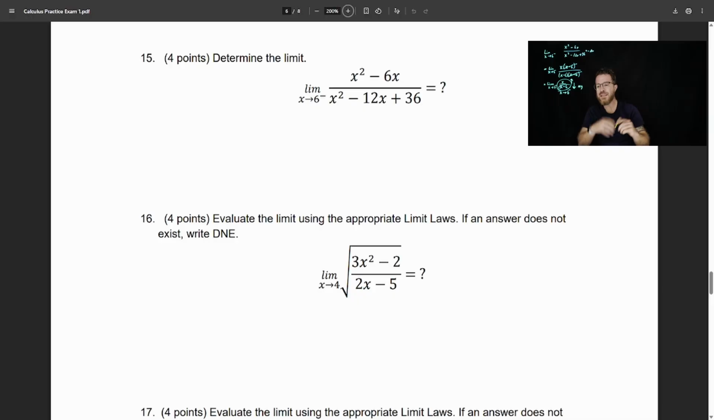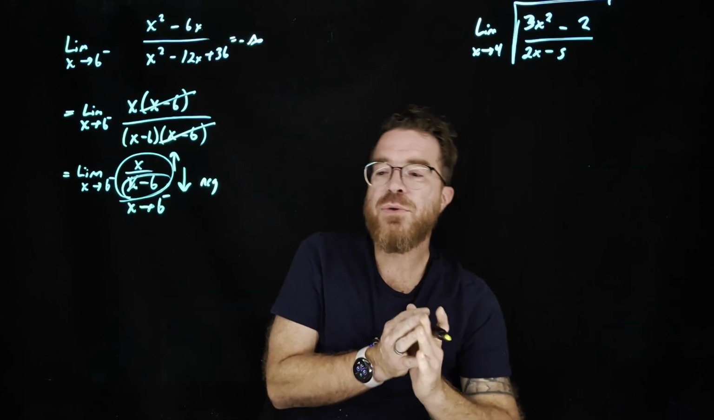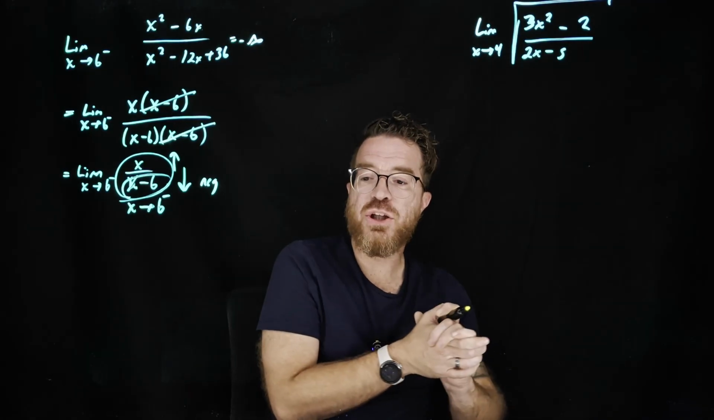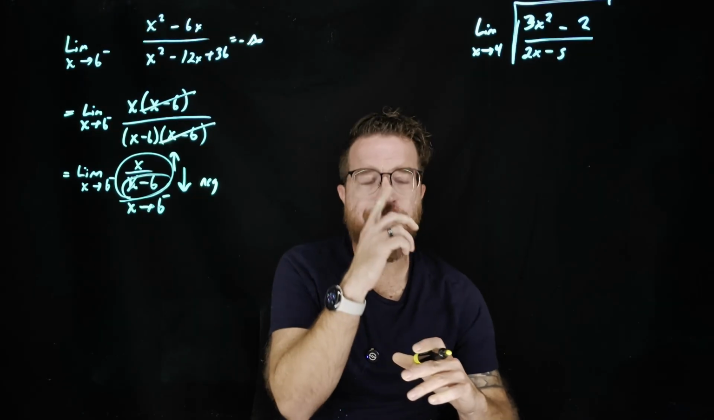Our next limit we're going to be looking at is the limit as x approaches 4 of the square root of 3x squared minus 2 divided by 2x minus 5. Now, this problem, we actually have slightly different instructions on it. I wrote that I wanted you to evaluate the limit using the appropriate limit laws, and if the answer does not exist, write DNE.